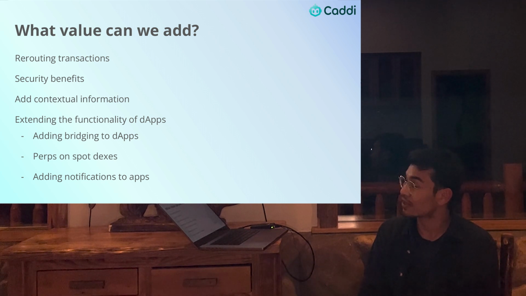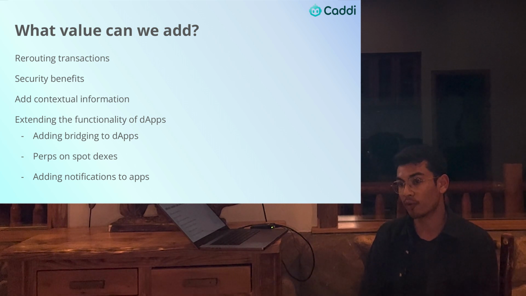Beyond that, you can inject smart contracts into dApps without their permission. That's something that we're working on, and we do with meta aggregation. These are a few examples of things you can do. You can add bridging to single chain dApps to make them multi-chain. You can add perps on spot DEXes. So you're trading in ERC20, but actually you might want to trade it on Hyperliquid or Avo, and you can do that with leverage.